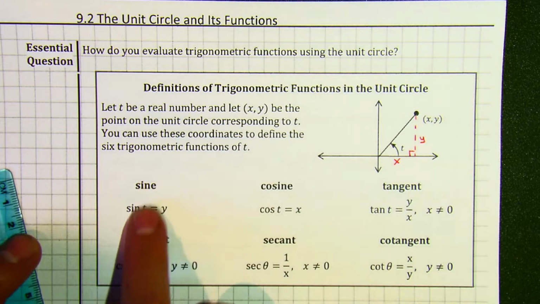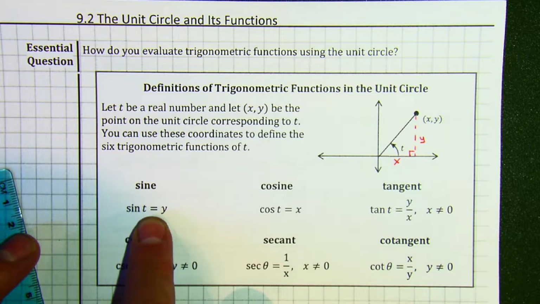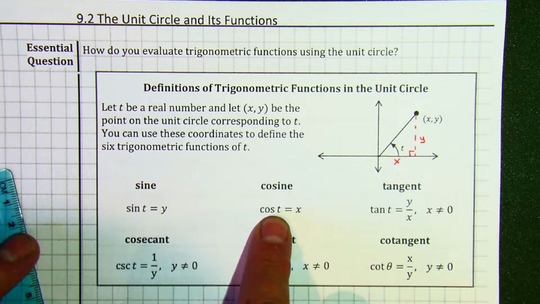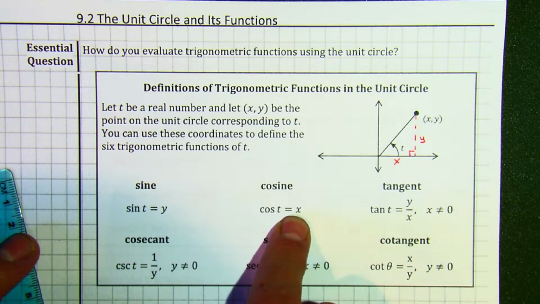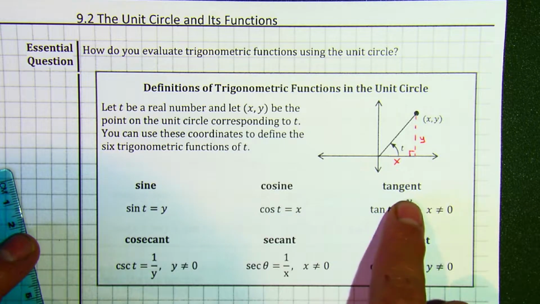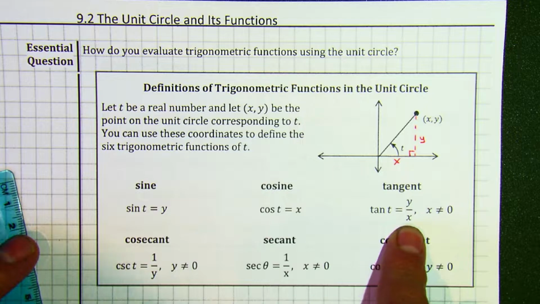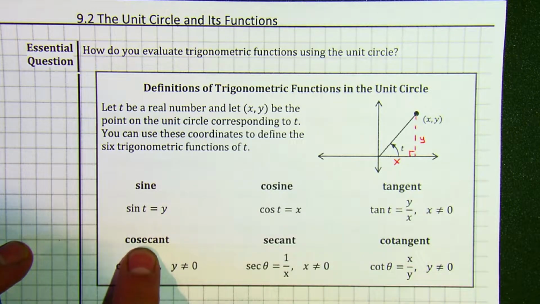The sine of the angle t is going to be the y value. The cosine of the angle t will be your x value, and the tangent will be y over x, the same way that you learned this in geometry. We know that sine and cosecant are reciprocals of each other, so therefore the cosecant of t will be 1 over y.